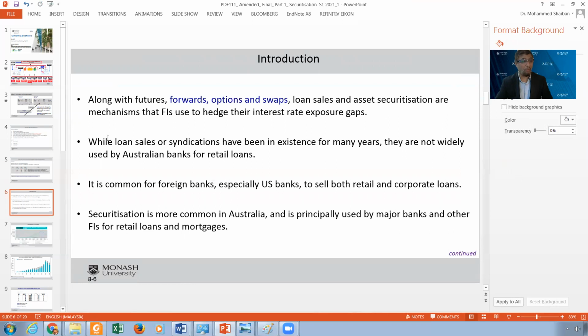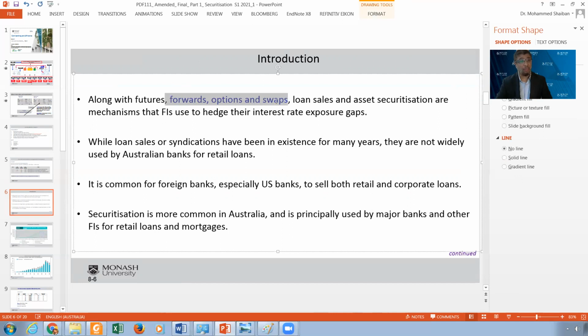And we say now, in addition to loan sales and securitizations, of course, we use what we call financial derivative contracts like forwards, options, and swaps, and we use loan sales as management tools. Now, loan securitization has been in existence, as I mentioned, since before the financial crisis, but extensively used by American banks and Australian banks.